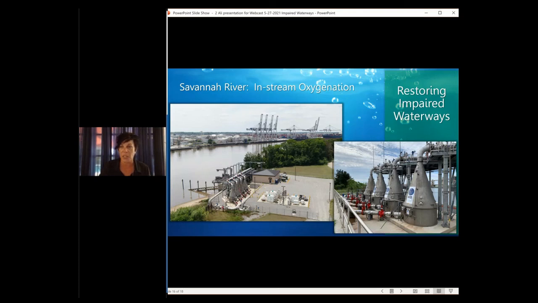oxygenate the river. And so here you can see a very large system. It's adding 40,000 pounds per day of dissolved oxygen into the Savannah River Harbor. This system has been operating for about a year total, and it's getting really good results. A lot of that is available online through the Army Corps and also on our website.